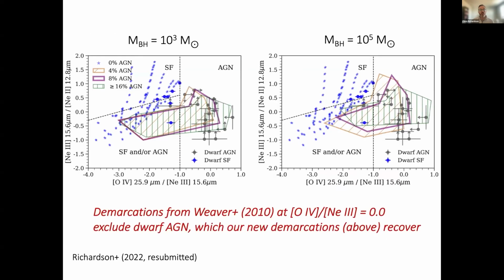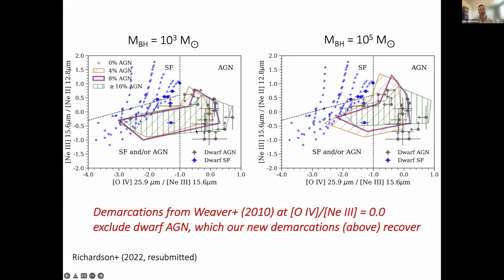And so here's one of those diagrams that you would see from Weaver 2010. This is a core dump basically of all of our models, where the hatch shapes represent different models for a given AGN fraction, all the way down to 4% AGN. So very little AGN excitation. And the typical demarcation is denoted by x equals 0 on this diagram. And so if you were to go with the Weaver et al. classification, you would be missing out on a large percentage of dwarf AGN.